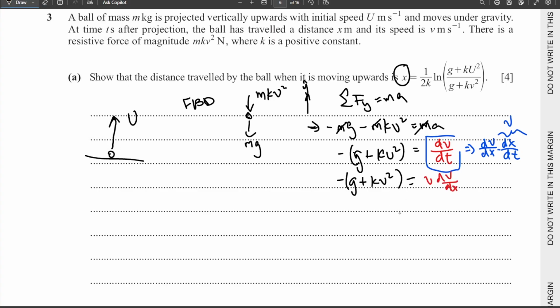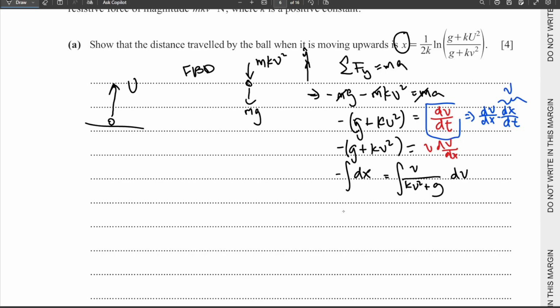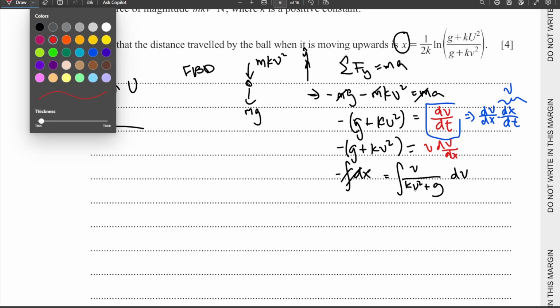Now we can perform the integration. We can separate the variables here. On the left hand side, the integration is fairly simple. The integral and the differential cancel each other, so you just get a negative x. On the right hand side, we're going to need a substitution. If you notice, the top can be manipulated in a sense to become the derivative of the bottom.